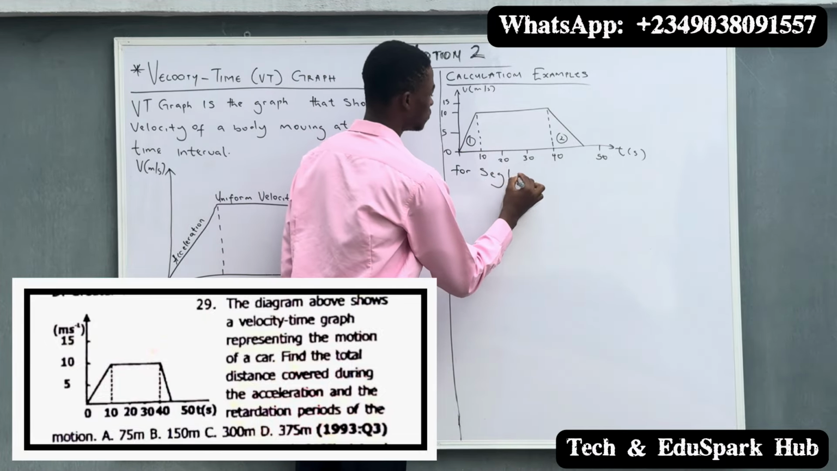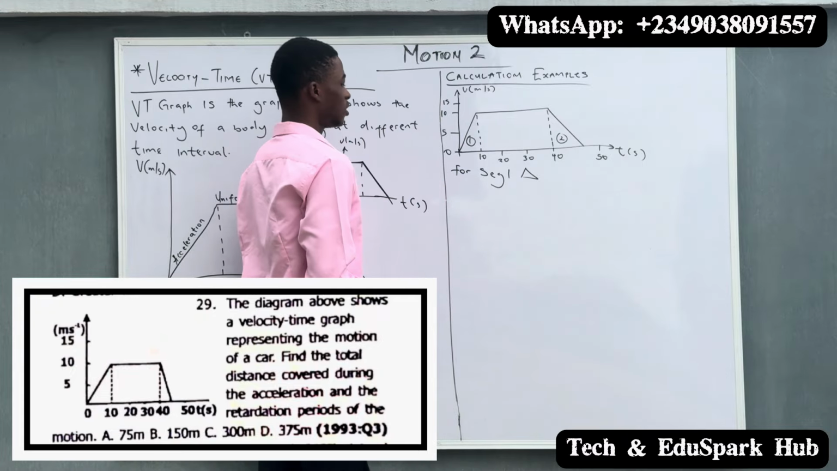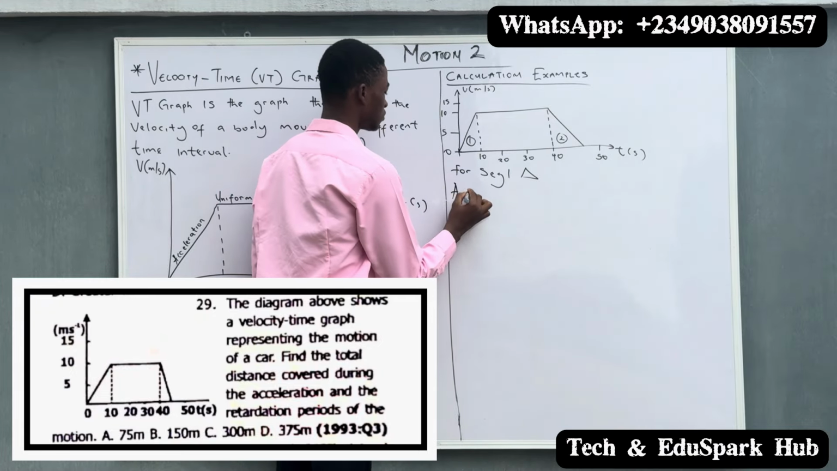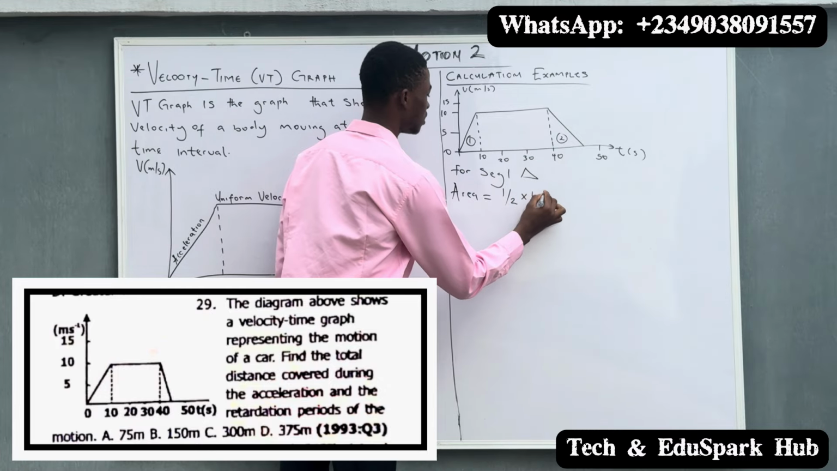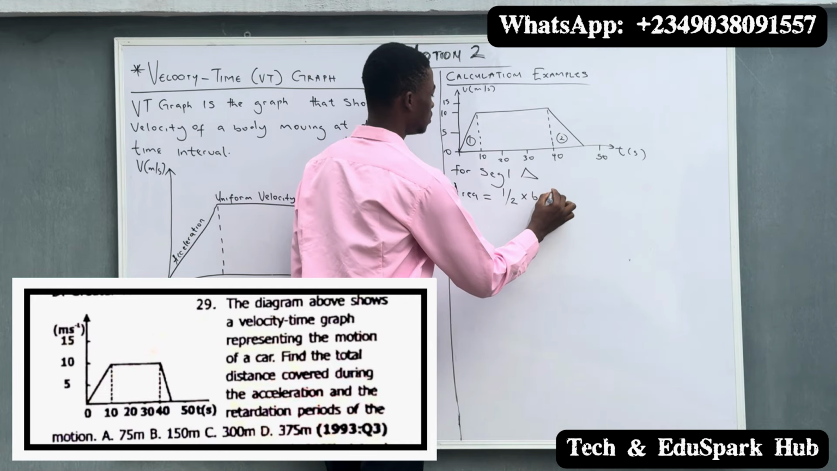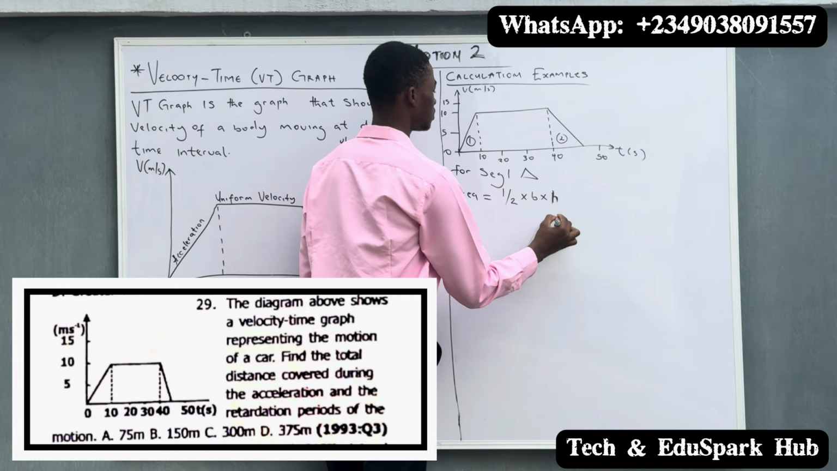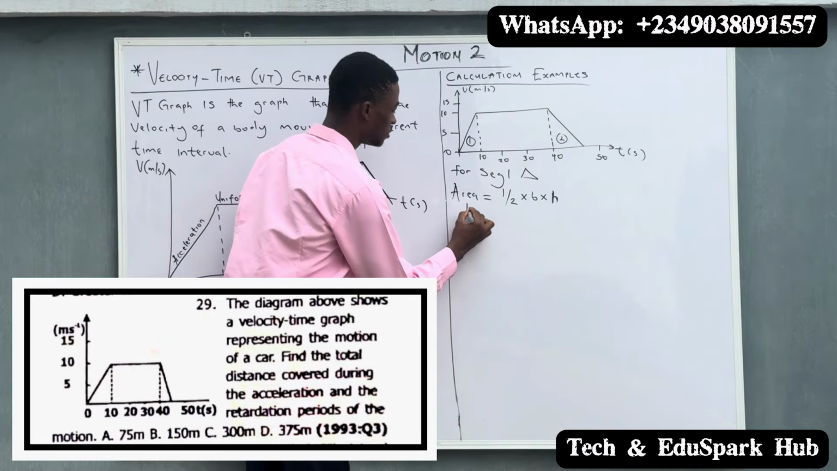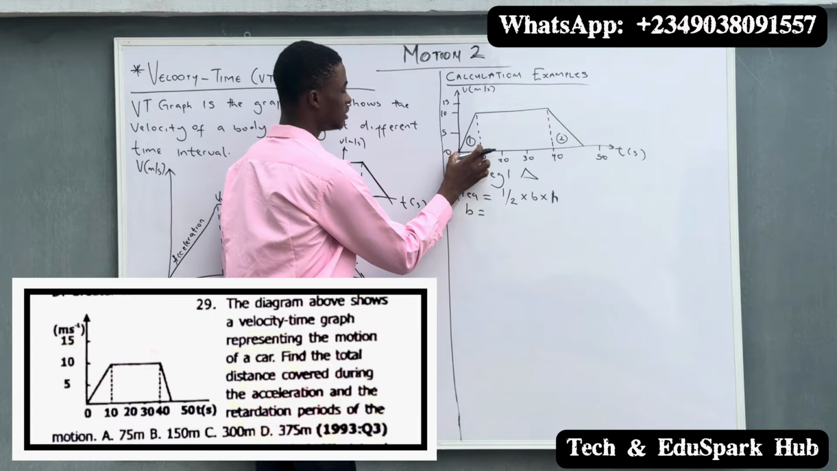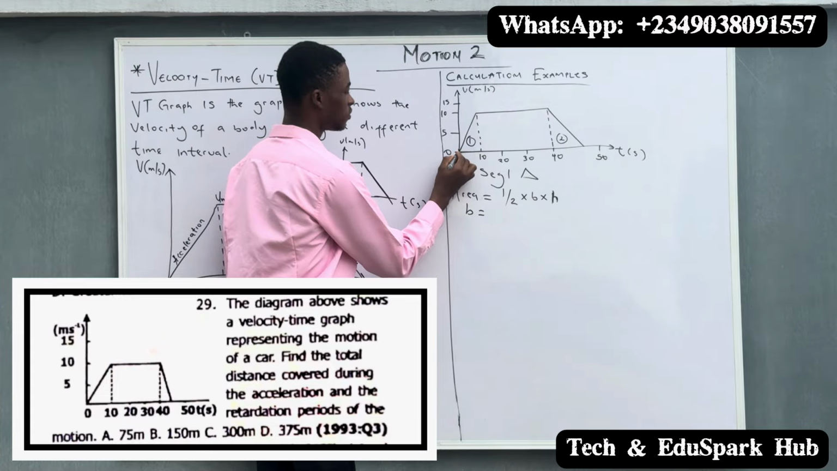you can see that the shape is a triangle. I will say that the area of a triangle is equal to 1 over 2 base times height. So this is the area of a triangle. And our base in this question, which is the B, is equal to, so this is the base of a triangle. From this point to this point is the base.